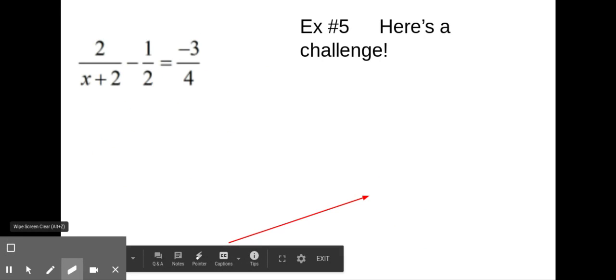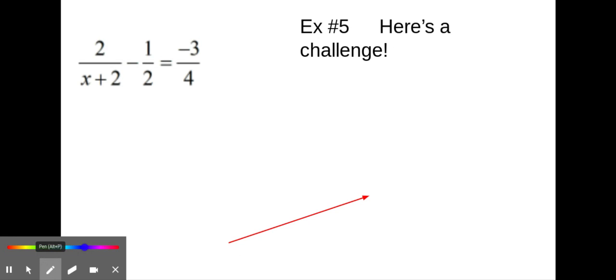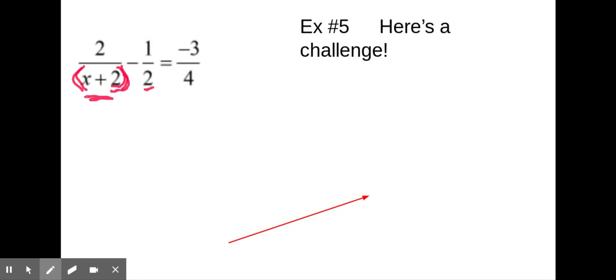And here's a little bit of a challenge. The only reason that this is a little bit different is our denominator is actually an expression, in this case a binomial. So what I'm going to do is protect that with parentheses to make sure that you and everybody else knows that this 2 and this 2 are not the same thing. The 2 here is part of the x plus 2. So that is actually going to be part of your LCM. The other part of your LCM is going to come from the 2 and the 4. Since 2 divides evenly into 4, your LCM is going to be 4 times x plus 2.